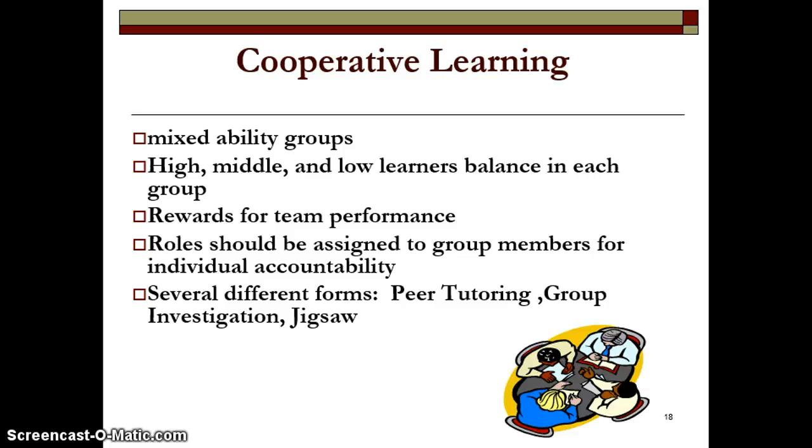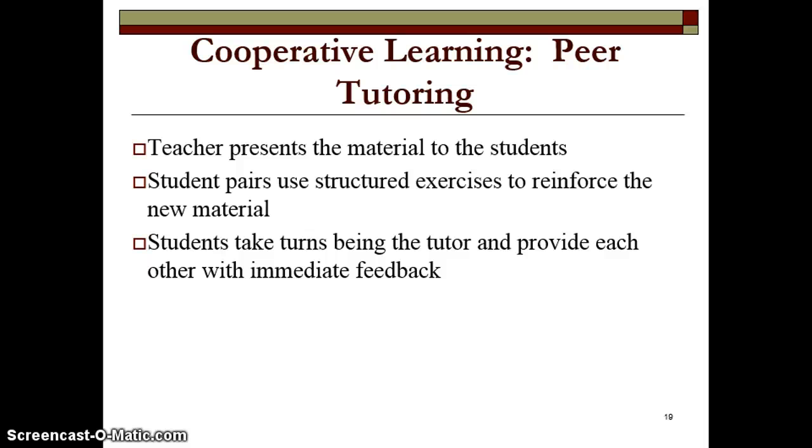So, cooperative learning. Mixed ability groups, high, middle, low learners balanced in each group. Rewards for team performance. Roles should be assigned to group members for individual accountability. Several different forms: peer tutoring, group investigation, jigsaw. In peer tutoring, the teacher presents the material to the students. Student pairs use structured exercises to reinforce the new material. Students take turns being the tutor and provide each other with immediate feedback.